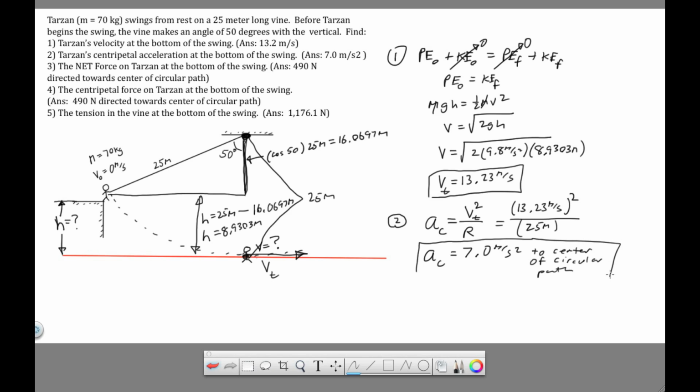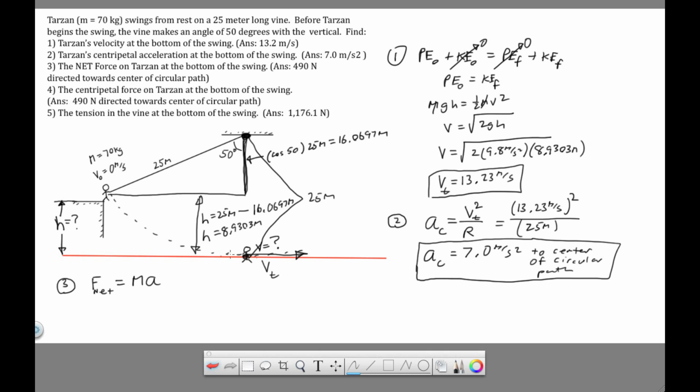Centripetal accelerations are always directed to the center of the circular path, always to the center. Okay, third question, the net force on Tarzan at the bottom of the swing. So this is, we'll go over here, question 3. So we know that F net, the net force, is always equal to mass times acceleration.